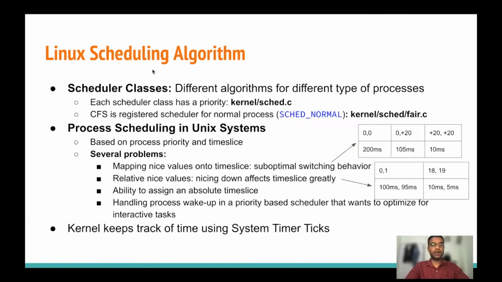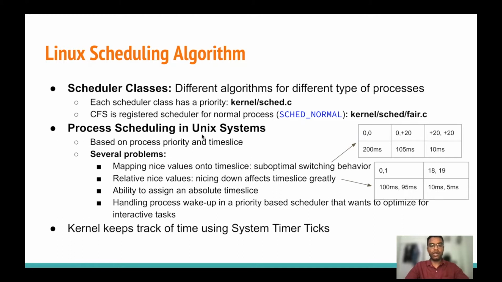So let's discuss the Linux scheduling algorithm. Linux maintains different scheduler classes depending on the different kinds of processes. There are three kinds of processes in Linux. First one is normal processes, second one is real-time processes, and the third one is idle processes. Each of these scheduler classes has a priority, so the same priority processes will go into the same scheduler class. And CFS is the registered scheduler for normal processes.